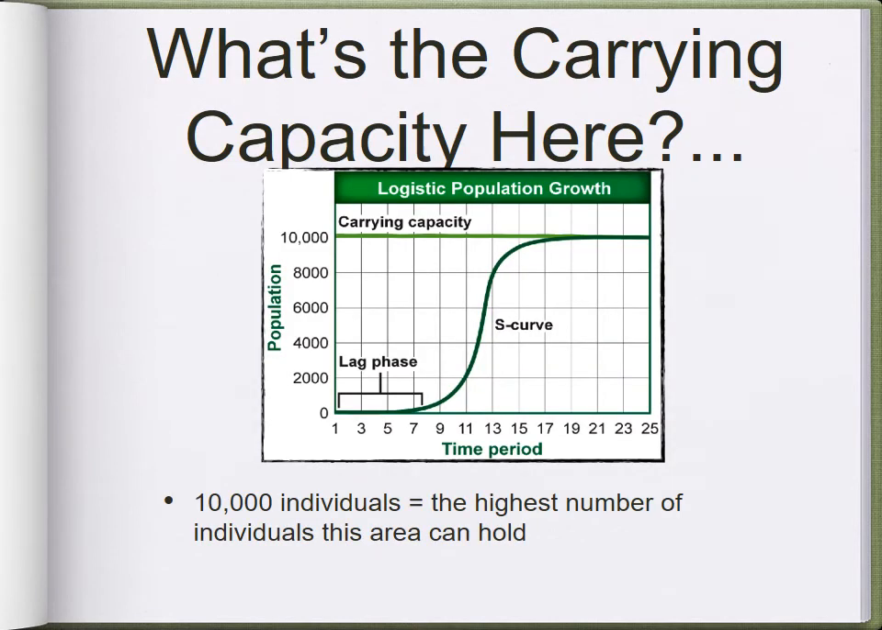So what's the carrying capacity here in this picture? Don't forget, the carrying capacity is the maximum number of individuals that you can have in an area because you ran out of something, or you hit a limiting factor. In this case, the top of the S curve is 10,000. So the population is 10,000. The carrying capacity is 10,000 in this picture.